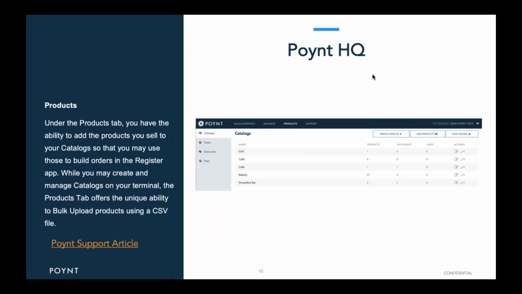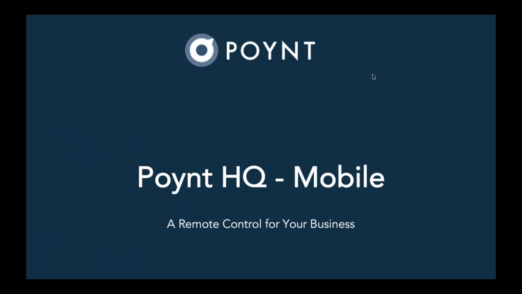You can build your catalogs actually on Poynt HQ, so you don't have to build it on the terminal. You can build it on the terminal, but you can actually upload a catalog CSV file. There's some templates in here, but it's really easy for you to build out your catalogs and your modifiers and do everything online rather than having to use your fingers on the actual smart terminal and the screen.